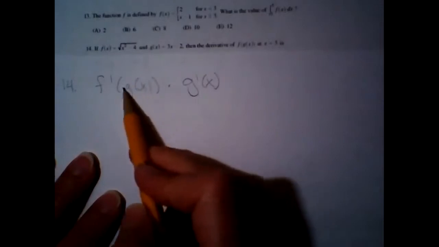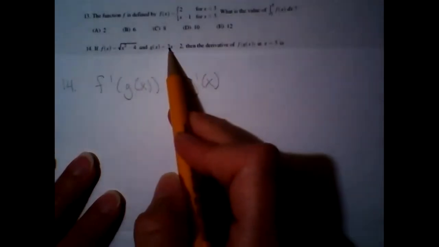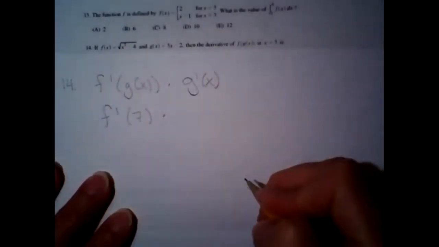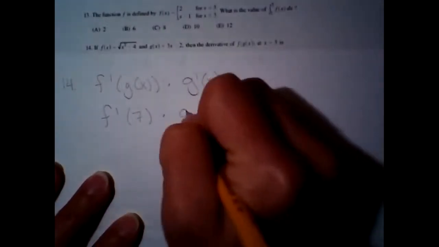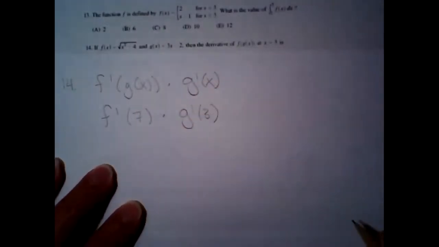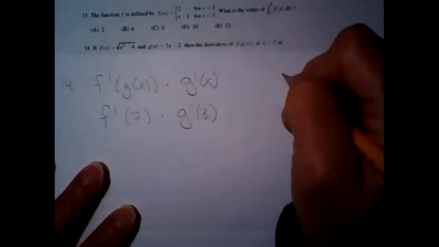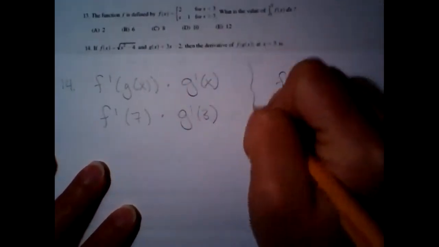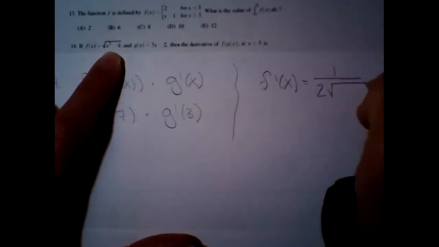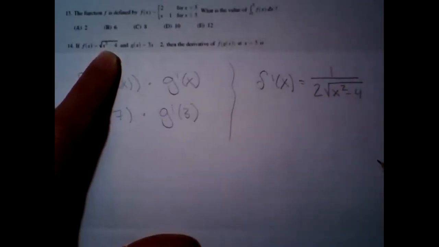So let's evaluate this first part. G of 3. If you plug 3 in for x in g, this would be 9 minus 2 would be 7. So we want to do f prime of 7 for that first part, and then times g prime of 3. So we're going to need these derivatives. So first, let's do f prime. I'm going to do this off to the side here, kind of as a side problem. So this is a square root. That derivative would be 1/2 square root, all that stuff. And then you have to chain on the derivative of what's inside the square root, which would be 2x.